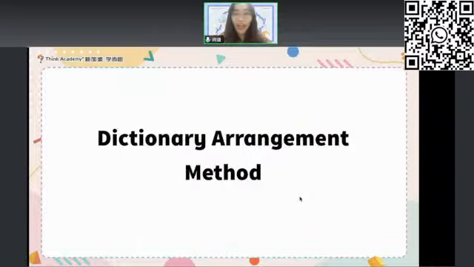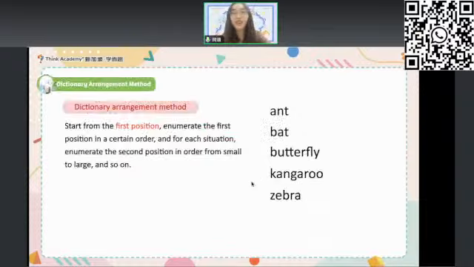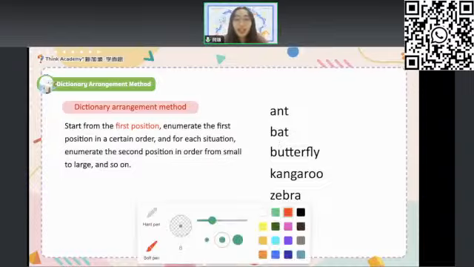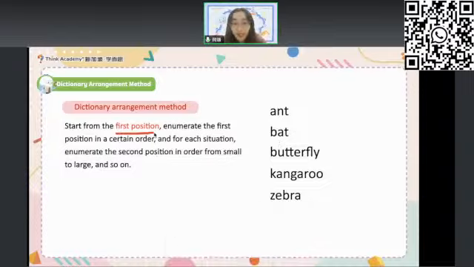Now move to the second one, the dictionary arrangement method. So why do we call such a method a dictionary arrangement? It is kind of like when you are looking for a word in a dictionary. You will see that we always start from letter A, right? And then move on to letter B, and then C, D, E, okay, until letter Z. So we always start from the first position and check in order.